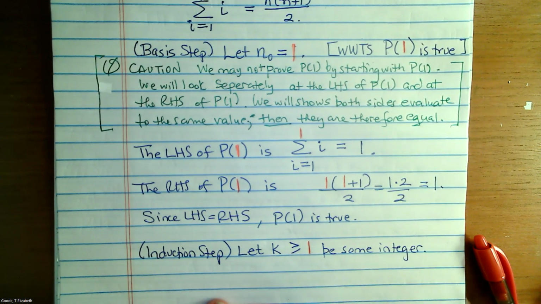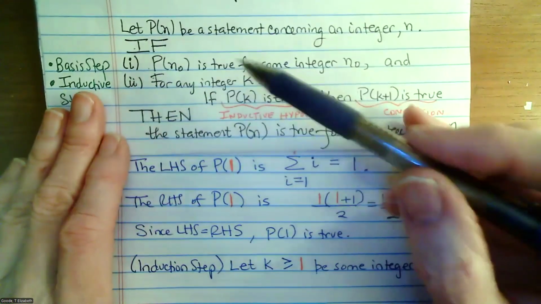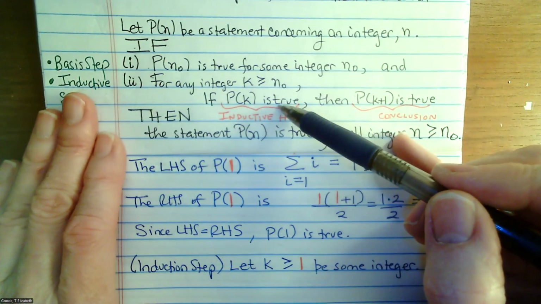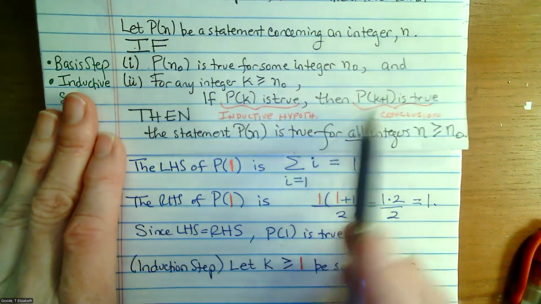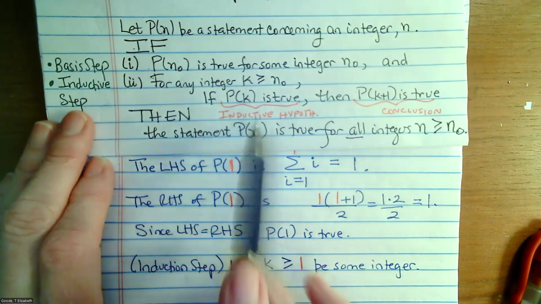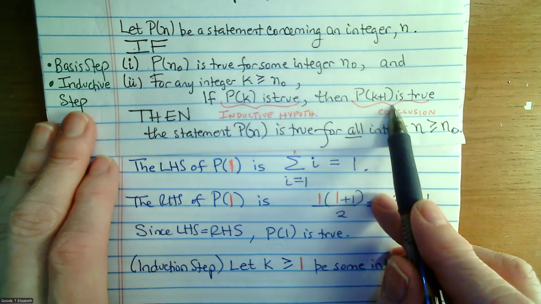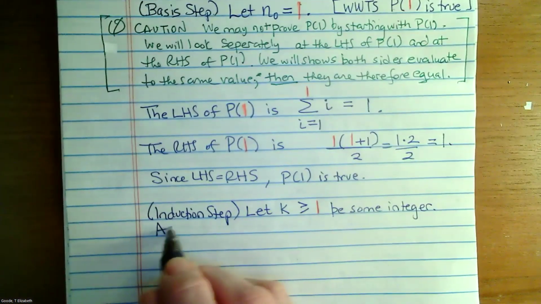Now let's just remember what the principle says. It says, for any integer k greater than or equal to n naught, if p of k is true, then p of k plus 1 is true. So it's an if-then we're proving, folks. We're going to assume the inductive hypothesis. We're going to assume p of k is true, okay? And then we're going to show that that forces p of k plus 1 to follow. So here we go. They all kind of look the same.